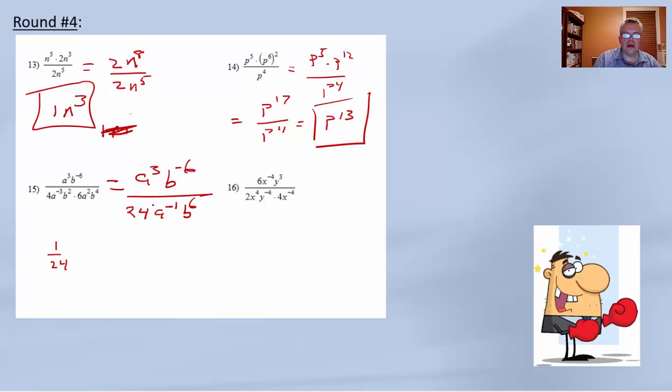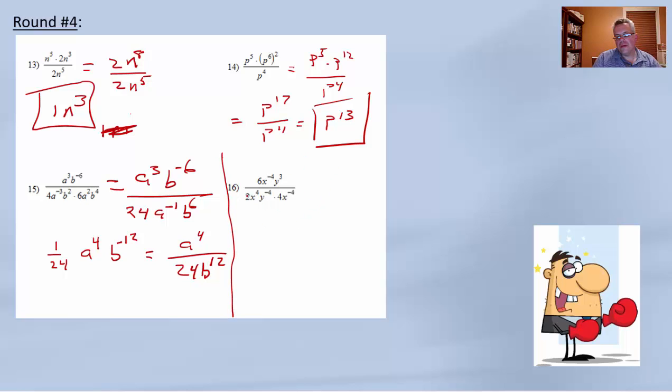When I subtract the exponents on the a's, 3 minus the negative 1 is actually positive 4. Negative 6 minus 6 is negative 12. It's looking better. I'm just going to clean it up. I have a to the 4th in the numerator. And in the denominator, we have 24 b to the 12th. Okay, these are starting to get pretty complicated. All right, one step at a time.